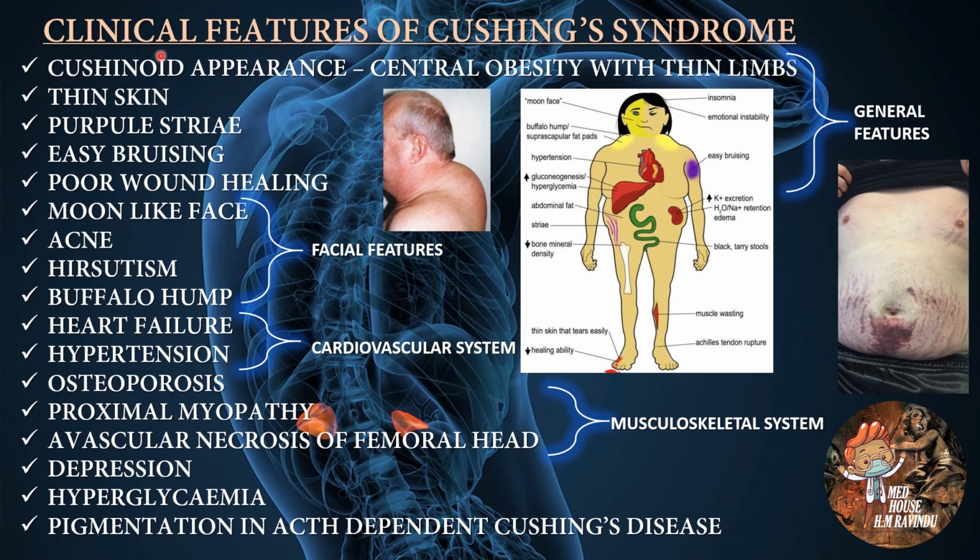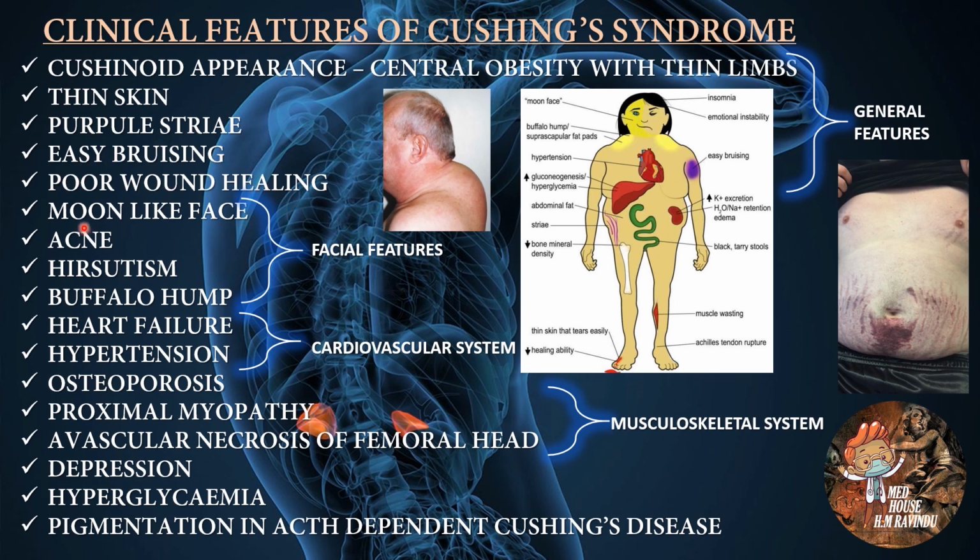Now we are going to talk about clinical features of Cushing's syndrome. To understand and memorize easily, we can subdivide clinical features into general features, facial features, and clinical features related to cardiovascular and musculoskeletal system. General features are, we can see Cushingoid appearance, which is the central obesity with thin limbs. Also, we can see thin skin, purple striae, easy bruising, and poor wound healing.